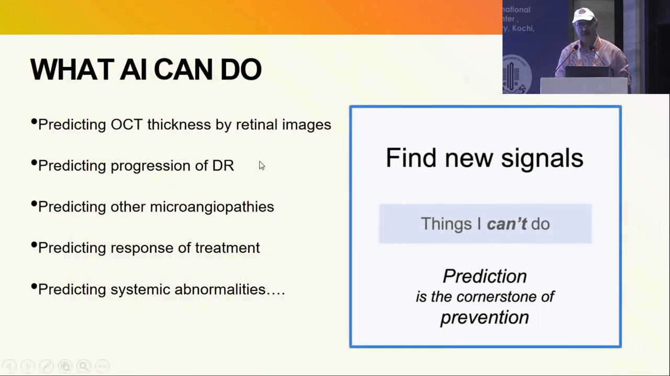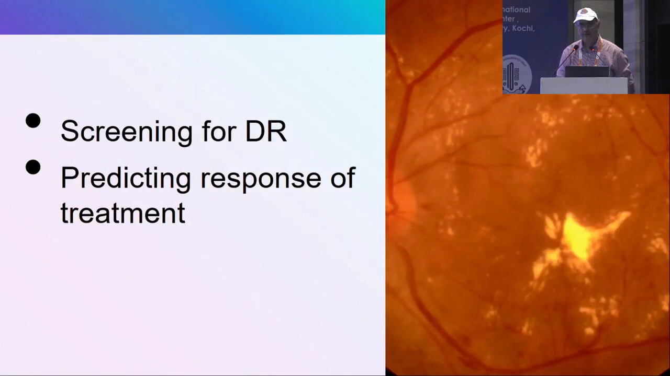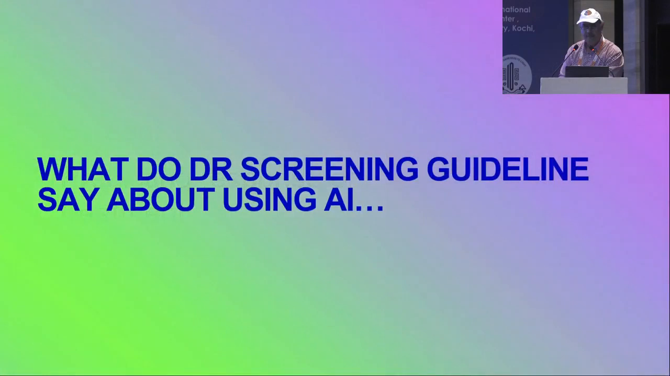But the thing which is new, which has come out, is predicting disease progression. Also, response to the treatment can be predicted. And that is what he has worked on. So, as of now, according to him, it is a screening tool and also helps in prediction of response of the treatment. So what are the screening guidelines using AI and how good are the algorithms?